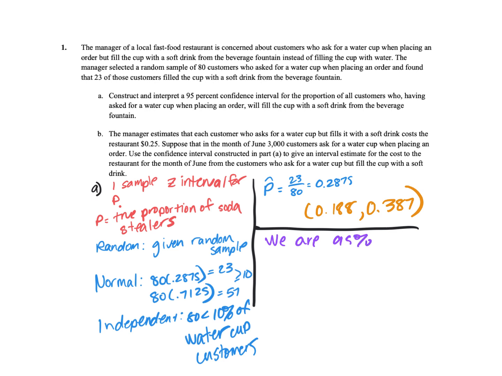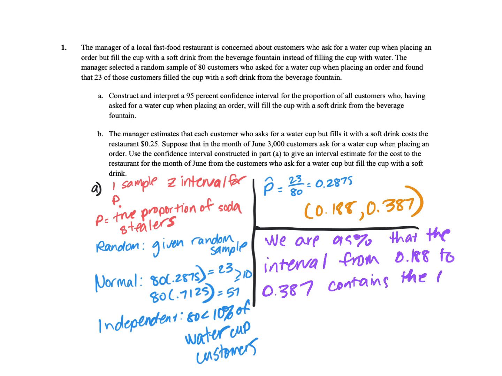Conclusion should be pretty straightforward. We are 95% confident that the interval from 0.188 to 0.387 contains the true proportion of soda stealers.